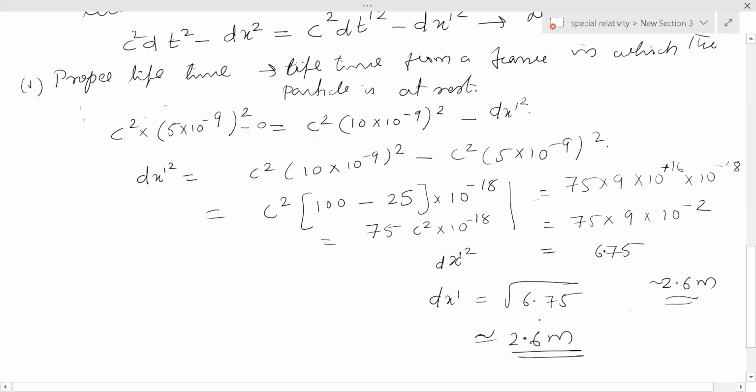So you can say this is approximately equal to 2.6 meter. If this is given in the options, you just square all the options and check whether it matches with your dx prime square that you found. Or you can just calculate the square root. It's approximately equal to 2.6 meter. So you can solve many problems using this invariance of this particular interval. This is a Lorentz invariant quantity.